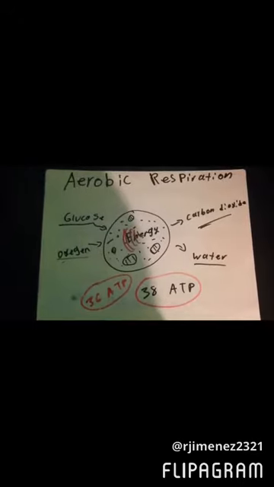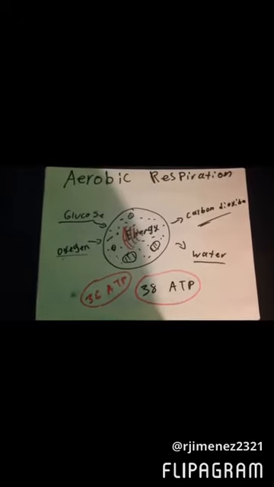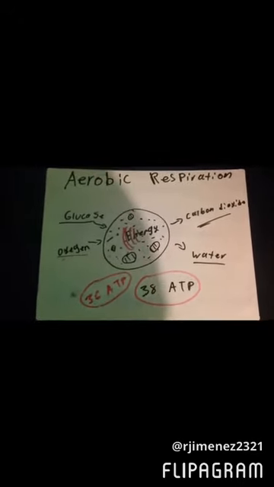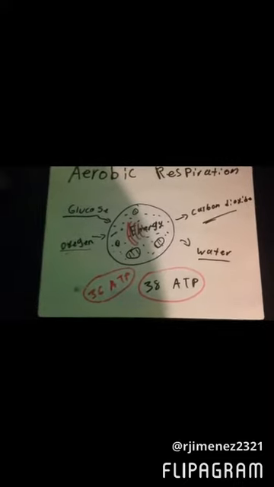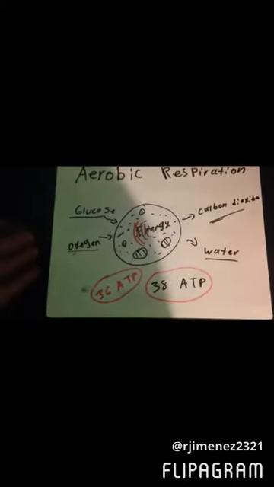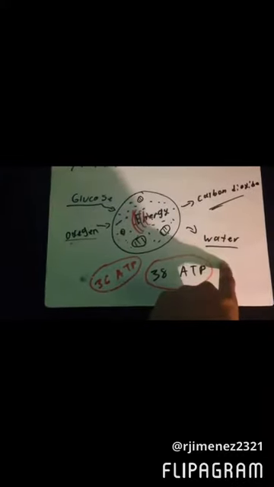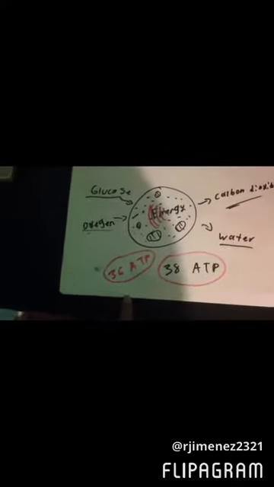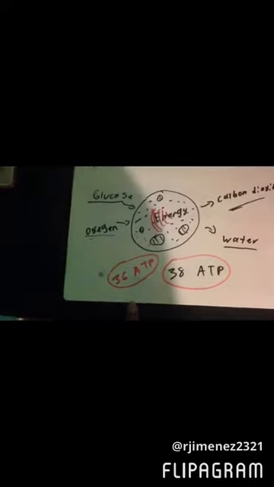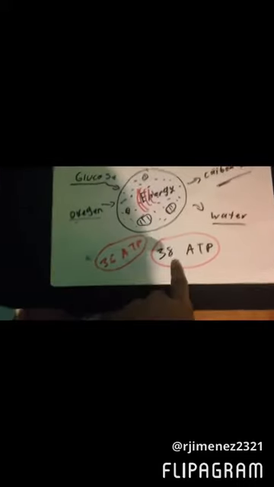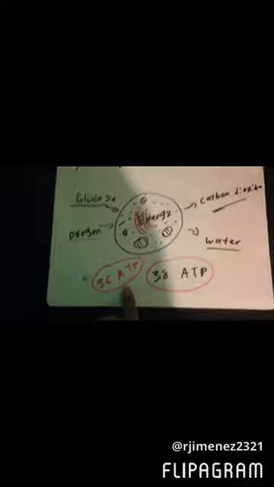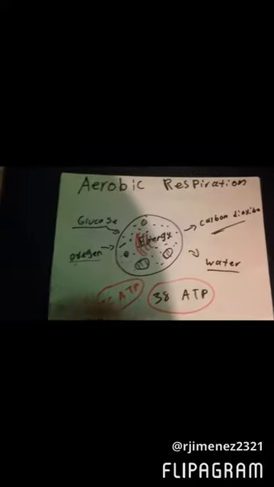You might have heard the word aerobic respiration in the Krebs cycle. So I'm going to explain that to you. Aerobic respiration requires glucose and oxygen and results in carbon dioxide and water. This makes about 36 ATP. So the average amount would be 36 ATP, and a perfect amount would be about 38 ATP.